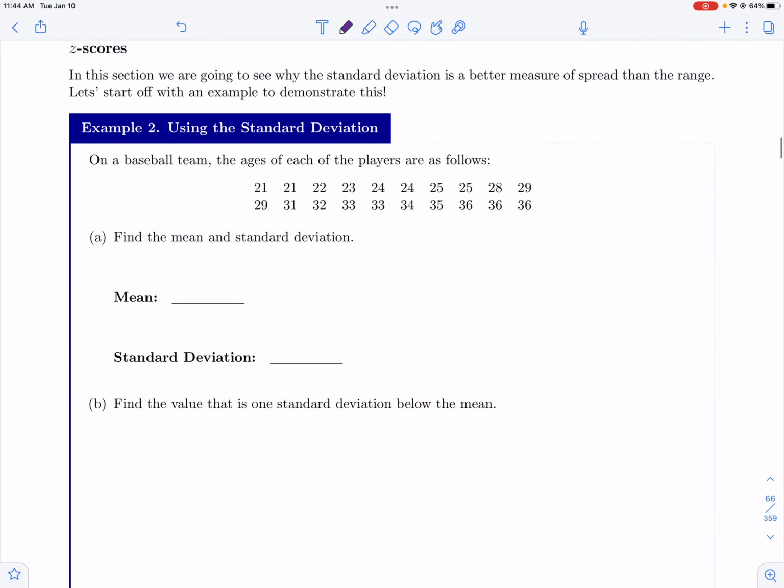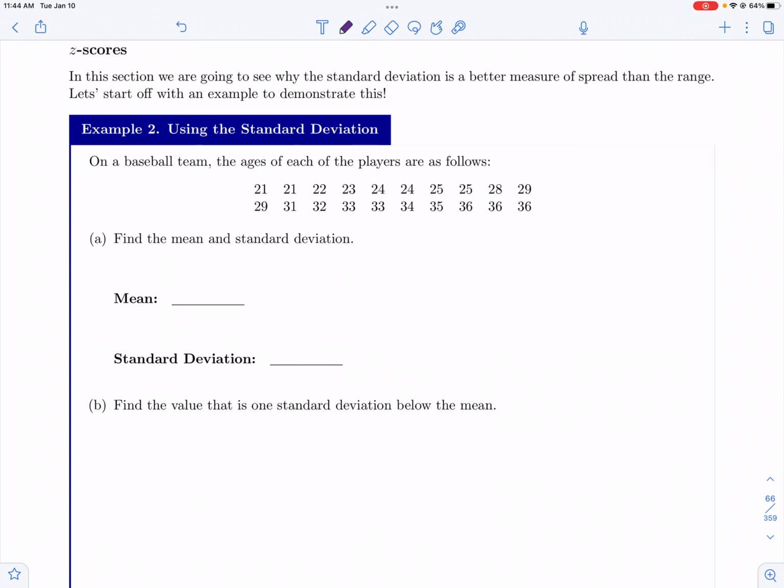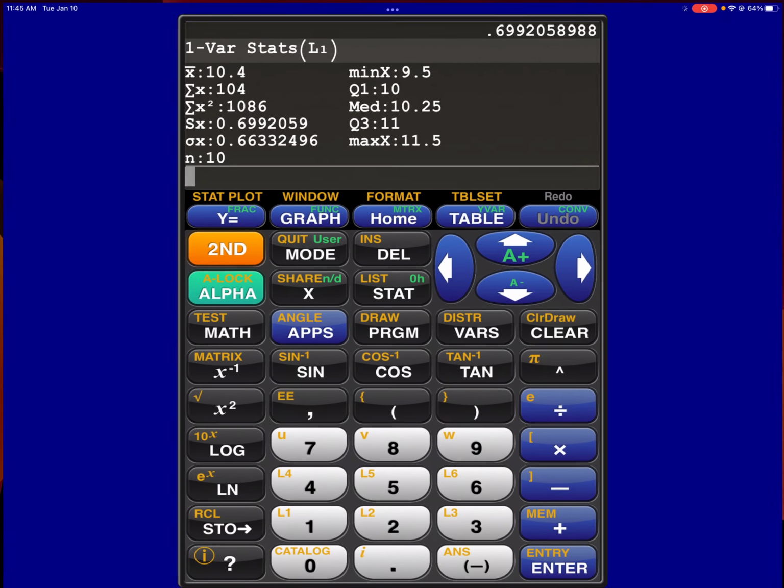So next thing we want to talk about is we want to introduce this idea of z-scores, which is basically a way of measuring how many standard deviations away we are from the center of a set of data. So first thing we want to do is take the set of data we have, find the mean and the standard deviation, and then use that to help us find some of these z-scores. So again, using our 1-var stats to calculate both our mean and our standard deviation, we'd want to type all these numbers into our list. And I've already done that for us, luckily.